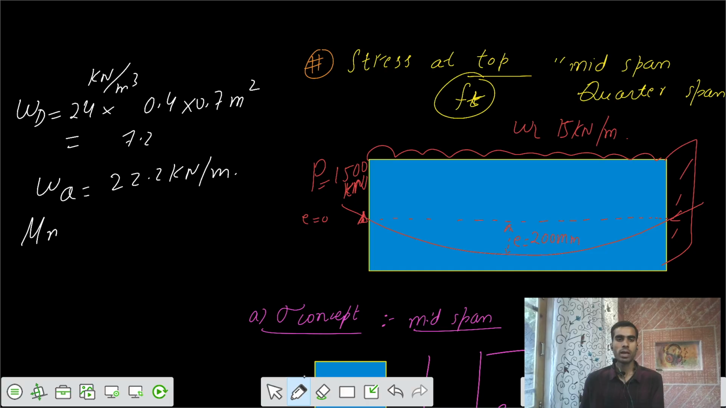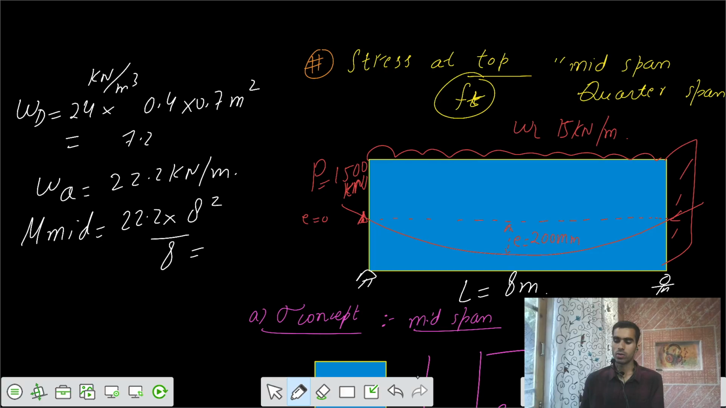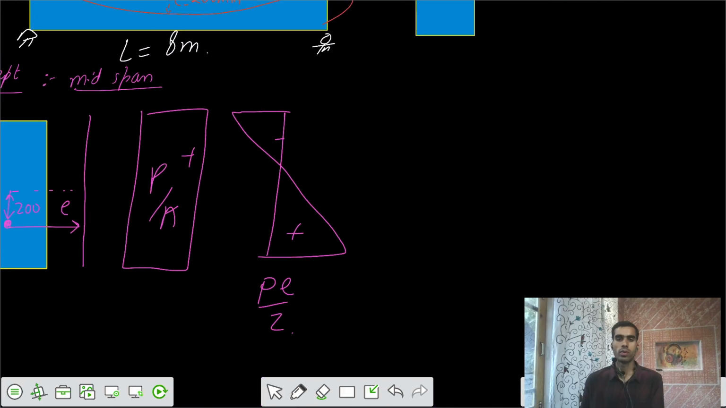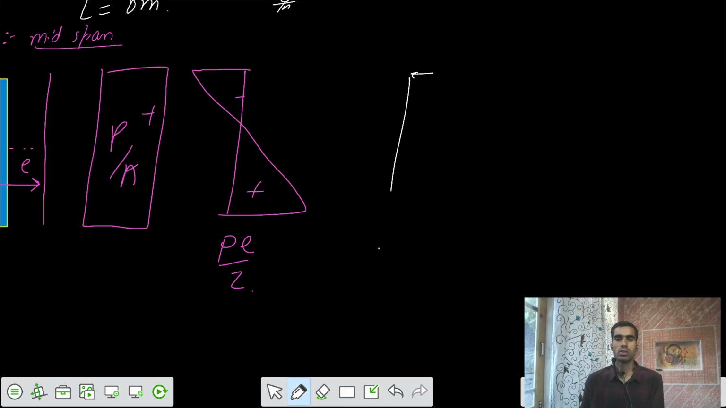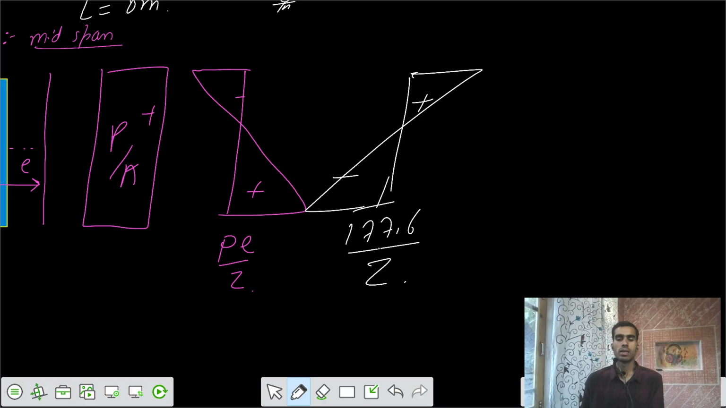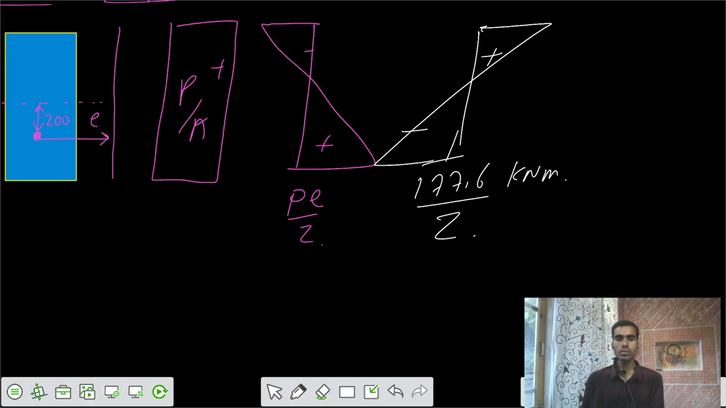And the moment at the midspan is equal to WL square by 8. What is the length we have? The length of the beam, let's say it's simply supported, is L equal to 8 meters. WL square by 8 is equal to 177.6 kilonewton meter. So we have one more moment, the sagging moment, so it would cause positive, negative, 177.6 divided by Z. Okay, so we got those stresses.